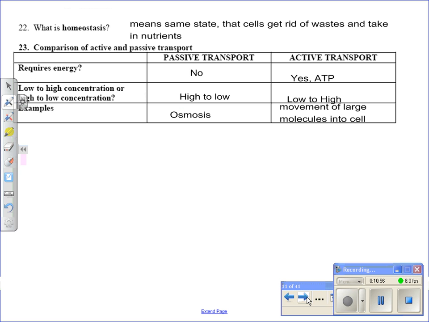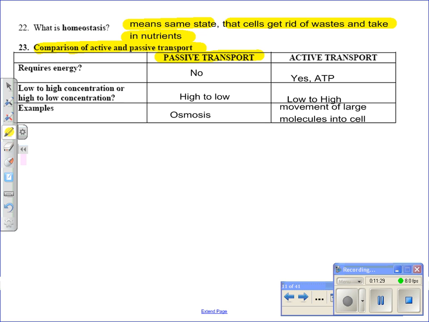Okay? Next. What is homeostasis? The definition of homeostasis means same state. Cells get rid of waste products and take in nutrients. Kind of like in your house, you take out your garbage, you go to Publix or wherever you shop, and you bring nutrients in. So the whole point of a cell maintaining homeostasis is to keep a balance between too many waste products and enough nutrients. How does that happen? Well, one key thing is cellular transportation, active and passive transport.